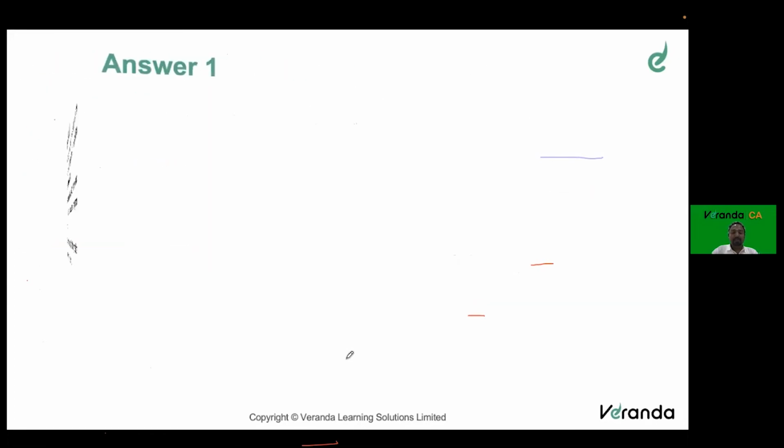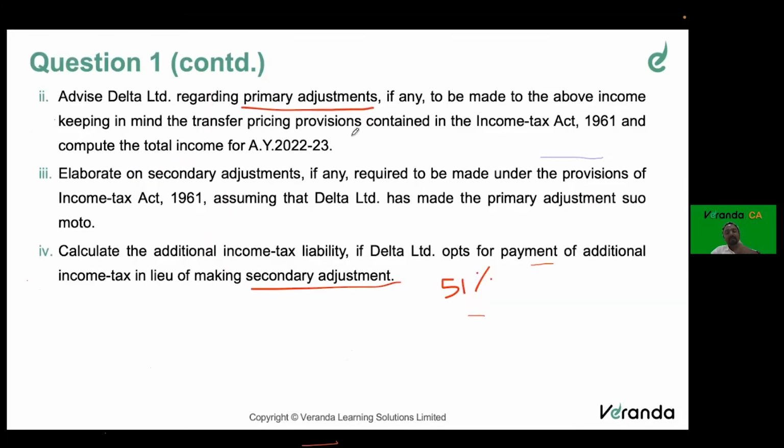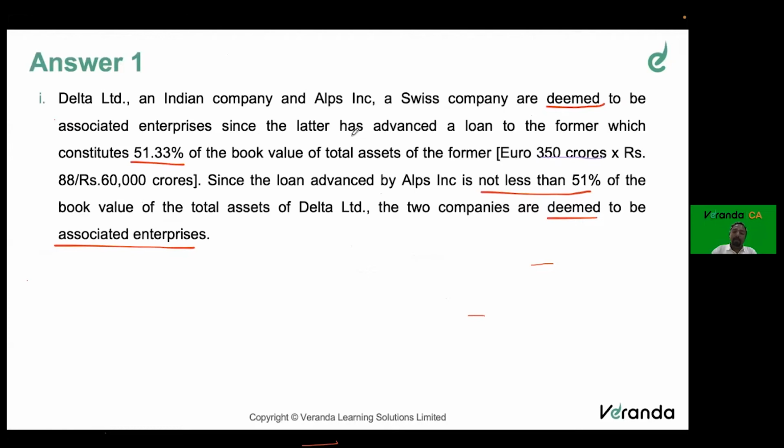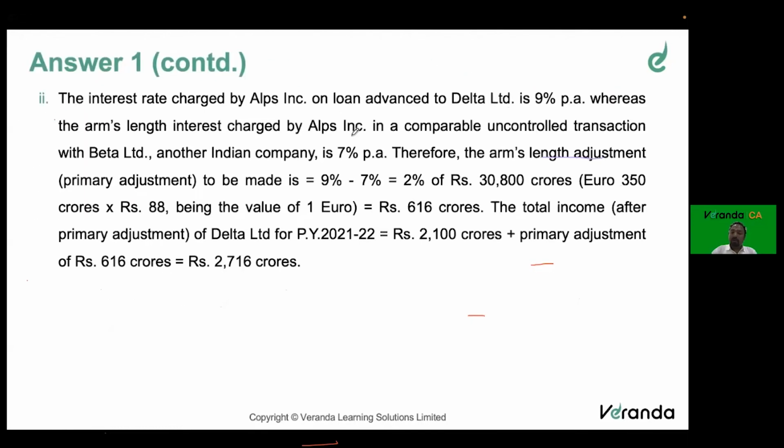The second question is whether anything has to be done with respect to the transfer pricing provision. That is, should a primary adjustment be provided in the books of account? We discussed what a primary adjustment is. What did we say? Whenever there is a difference between the book pricing and the arm's length price. In our example, there is a transaction of around 50 crores, whereas your arm's length price is 60 crores. The 10 crores can be adjusted suo moto, voluntarily. The assessee can adjust in the books of account, or the transfer pricing officer can also adjust.